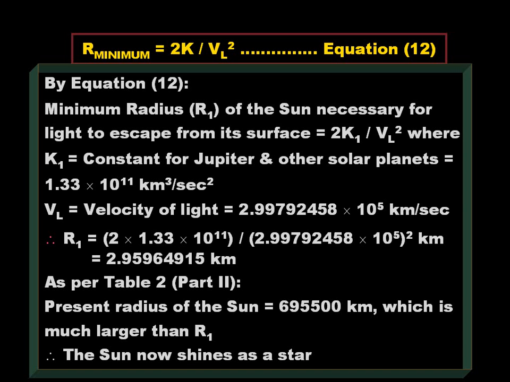By equation 12, minimum radius r1 of the Sun necessary for light to escape from its surface is 2k1 by Vl square, where k1 is the constant for Jupiter and other solar planets, which is equal to 1.33 into 10 to the power 11 km cube per second square, and Vl is the velocity of light, which is equal to 2.9979258 into 10 to the power 5 km per second. Therefore, R1 is 2.95964915 km. As per table 2 in part 2, present radius of the Sun is 695500 km, which is much larger than R1. Therefore, the Sun now shines as a star.